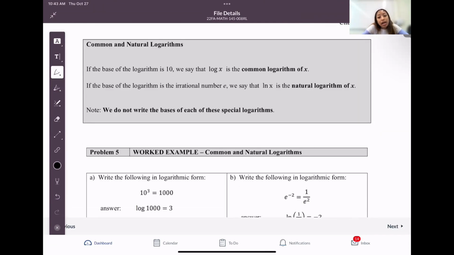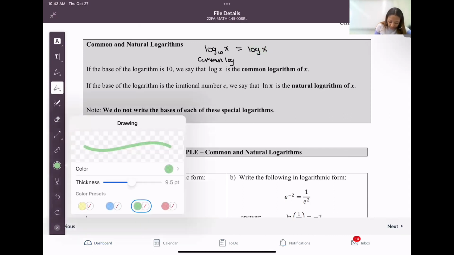The common log and a natural log, they have special notations and special names. So if you have log base 10 of x, this is the common log. And instead of writing the base 10, we just write it as log of x. So this is the proper notation, just log of x. Do not write the base 10.